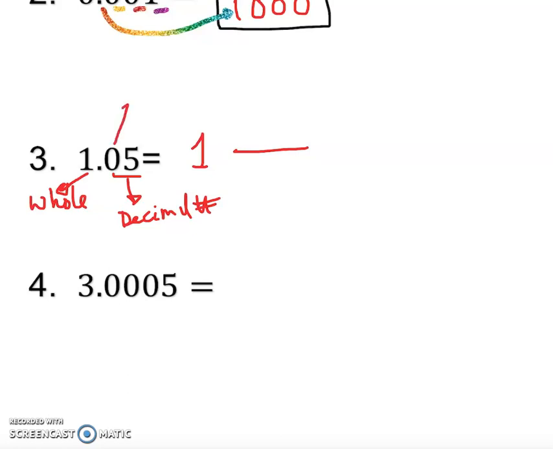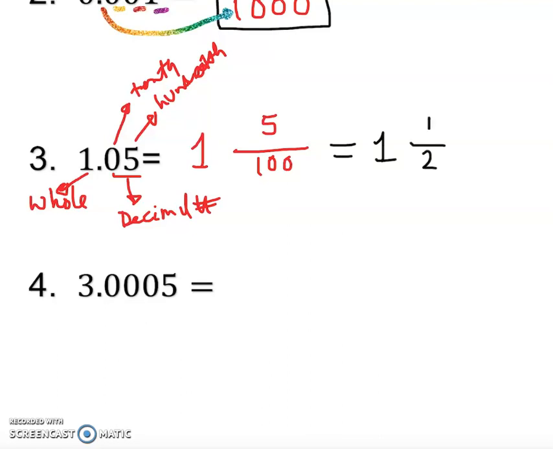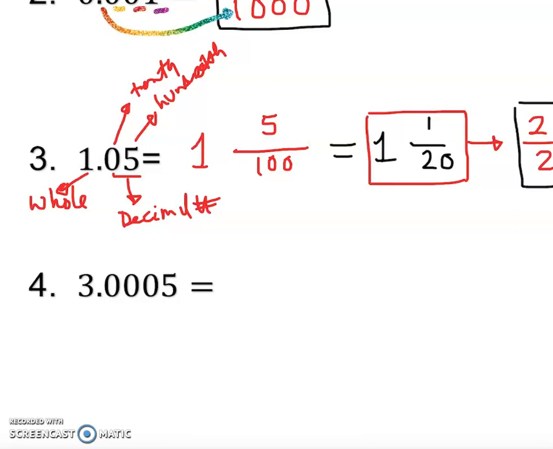Now how do you read it? This is the tenths place, and this is the hundredths place, H-U-N-D-R-E-D-T-H. So how do you write it? 5/100. Now you reduce a little bit. So 1 is the whole number, and 5/100 is clearly 1/20, and therefore this would be your answer as a mixed fraction. Well, can we have it as an improper fraction? Absolutely. 20 times 1 is 20 plus 1 is 21, so we can have 21/20. But you have to read the question. What is the question asking from you? Is it asking for a mixed fraction or an improper fraction? Then you adjust your answer accordingly.